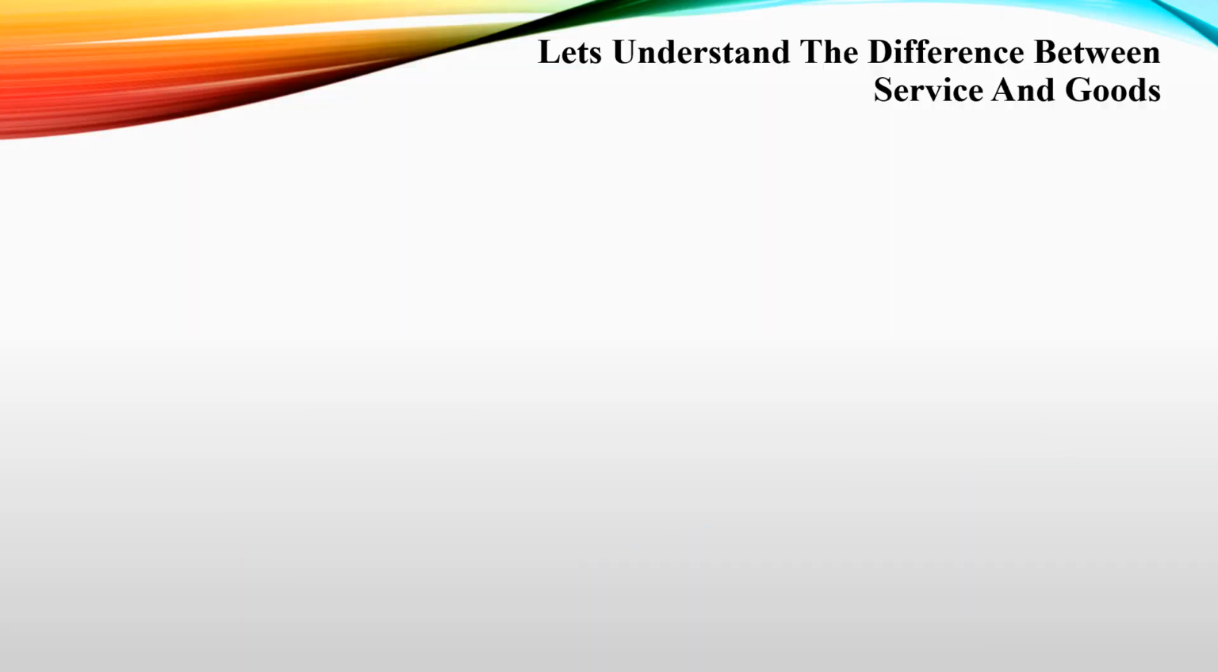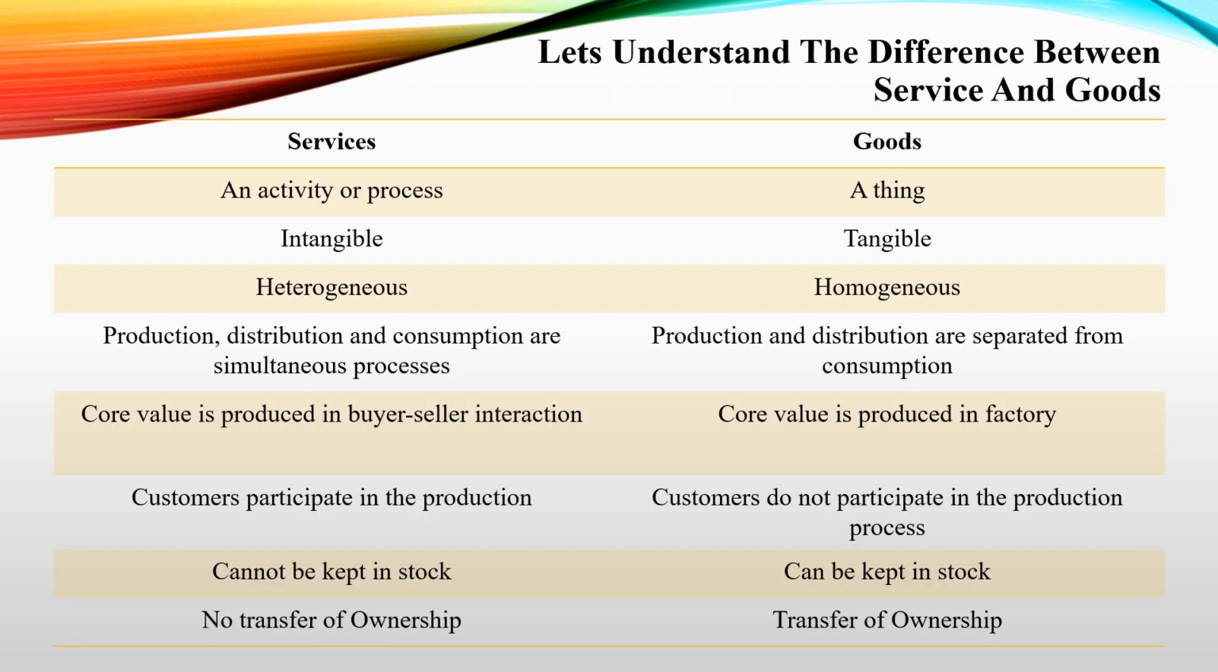Now let us try to understand the difference between goods and service. If you pay attention to this table, you will see there are certain points written over here which will show you the difference between goods and service. So let us start with the basic meaning of service and goods. Service is an activity or a process. And in case of goods, it is some tangible object.